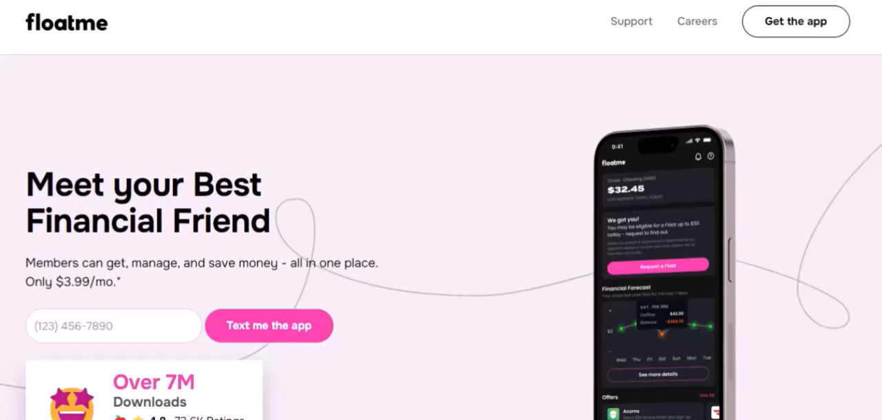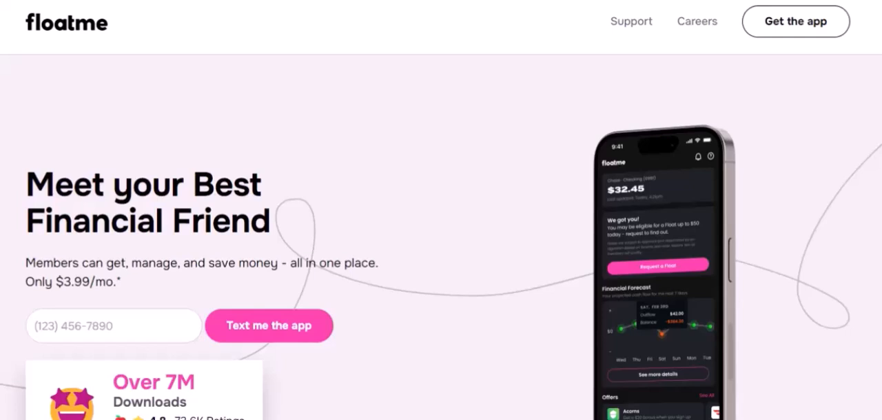Ever wondered how those quick cash apps work? You know, the ones that offer you a little extra cash when you need it? Well, today, we're diving into the nitty-gritty of one of those apps, FloatMe. And specifically, we're going to tackle a burning question. What is a FloatMe interest rate?